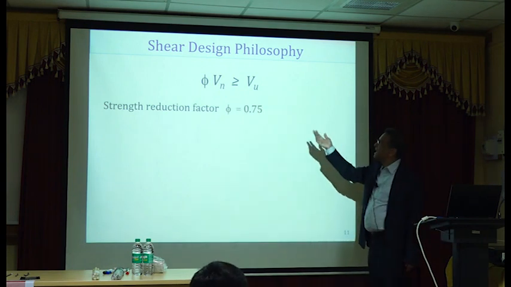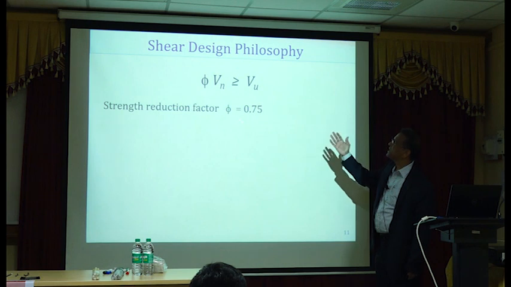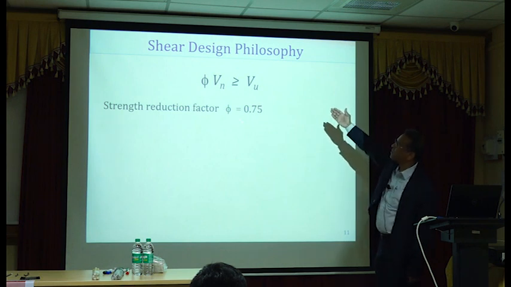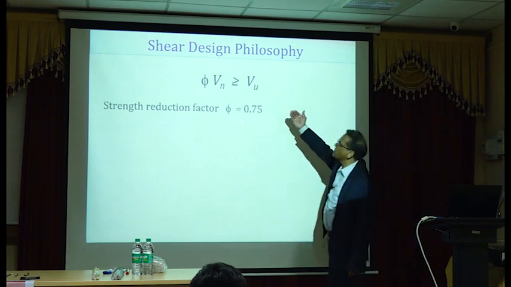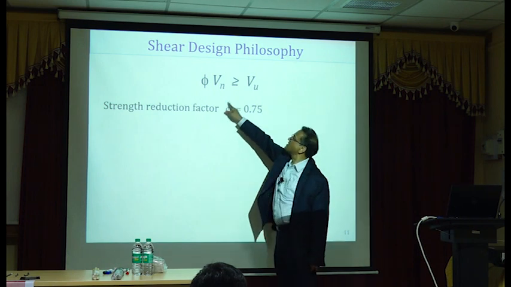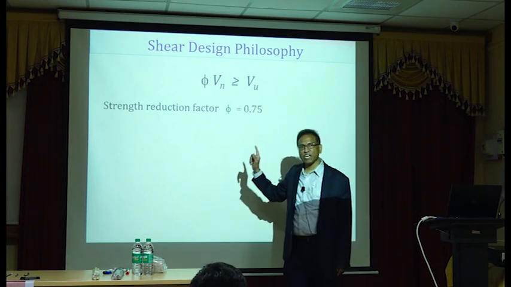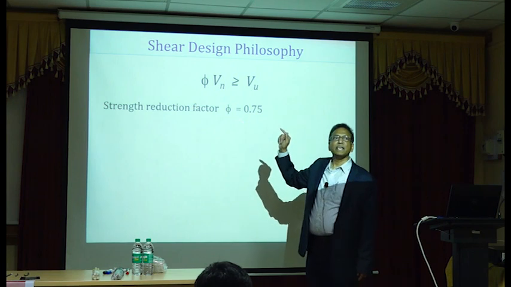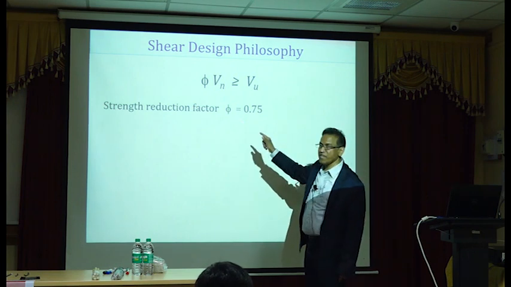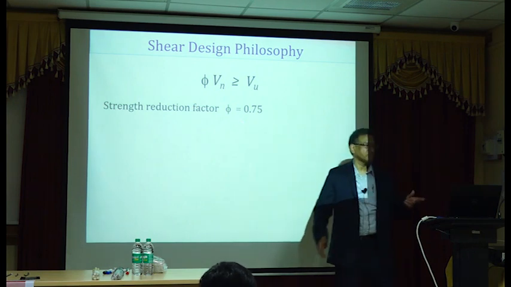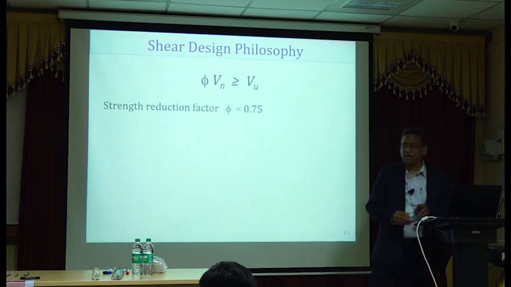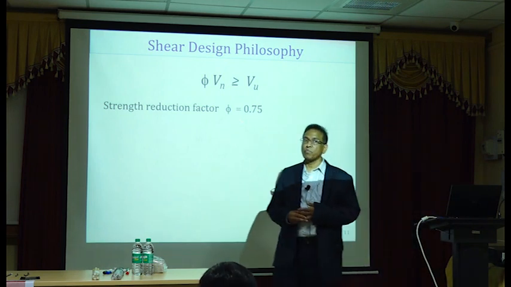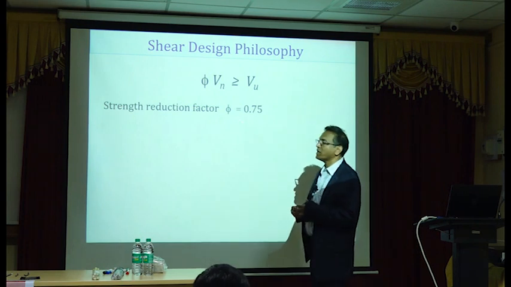Design shear strength for a beam should be greater than or equal to the factored load shear. Strength reduction factor is the same as for steel reinforced concrete. So you are using a strength reduction factor phi of 0.75, because shear failures are more brittle.